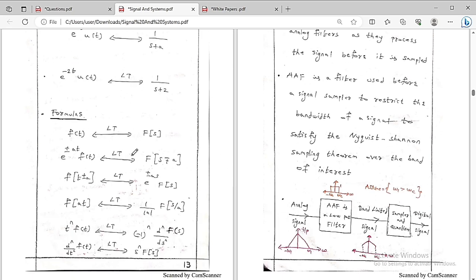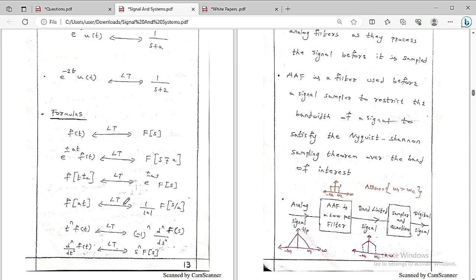So let us go through some formulas. I already told you that for f of t, the Laplace transform is F of s. For e to the power of minus at into f of t, the Laplace transform is F of s plus a. Here minus means here plus, and here plus means here minus. For f of t minus a, the Laplace transform is e to the power of minus a s into F of s. Here minus means here also minus, and here plus means here also plus.